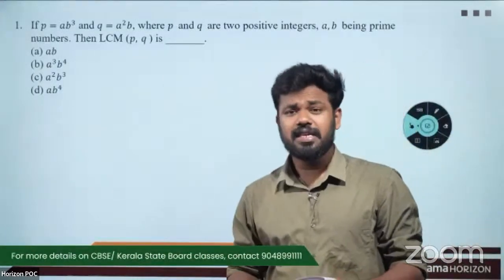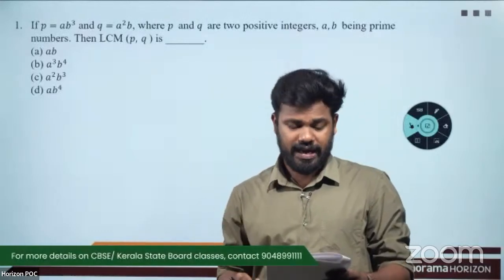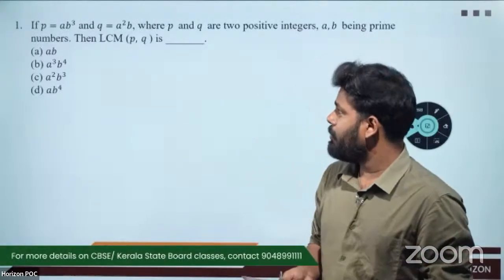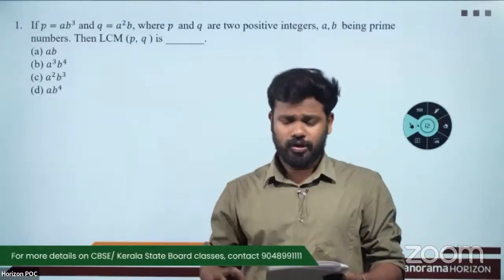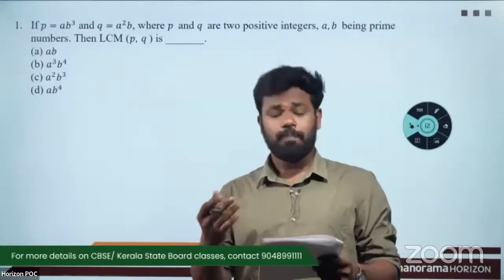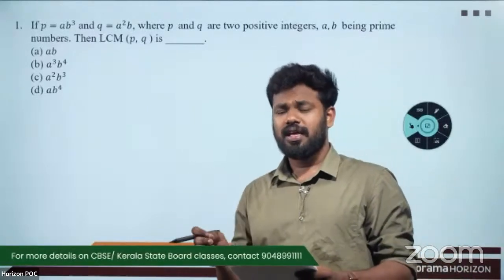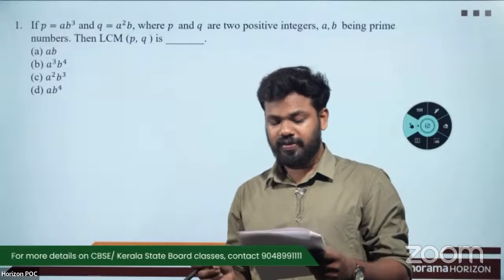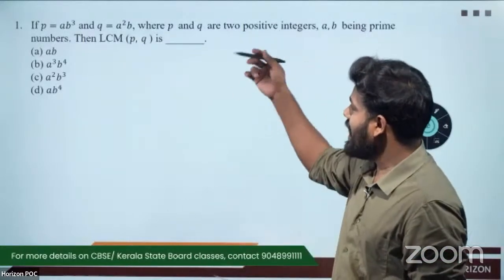That is, if P is equal to AB, and Q is equal to A square B. I'm reading the question again, okay? So if P is equal to AB raised to 3, and Q is equal to A square B, where P and Q are positive integers, A and B are prime numbers, then what is the LCM of P and Q? Okay, so they are given P and Q are what? Positive integers, and A, B are prime numbers. So what is the LCM of PQ?